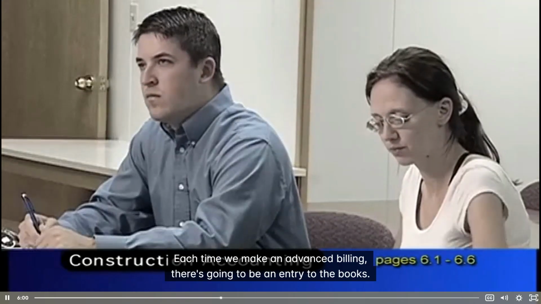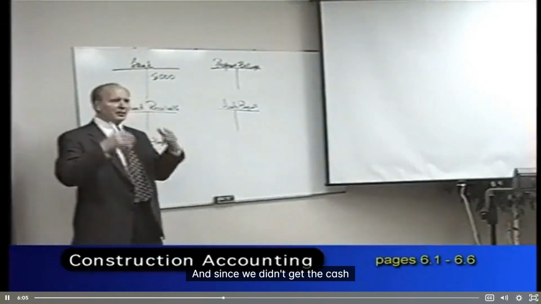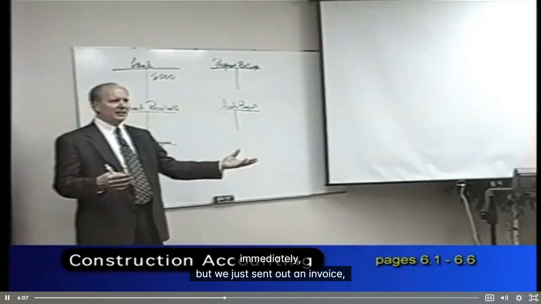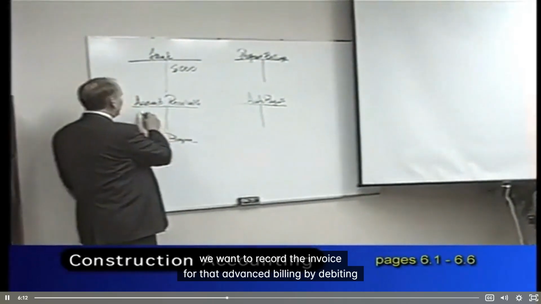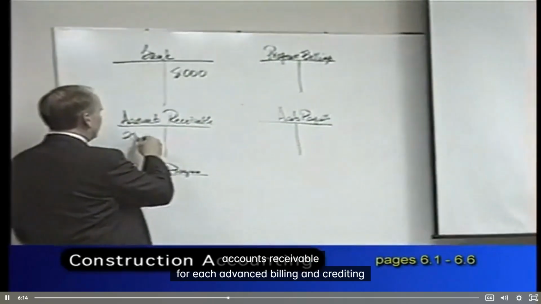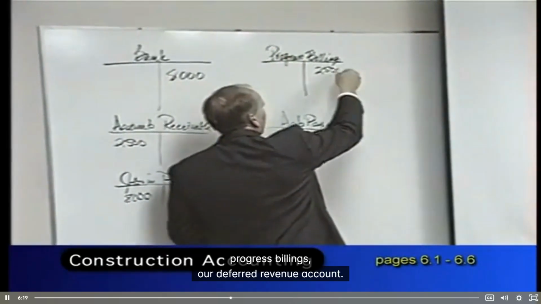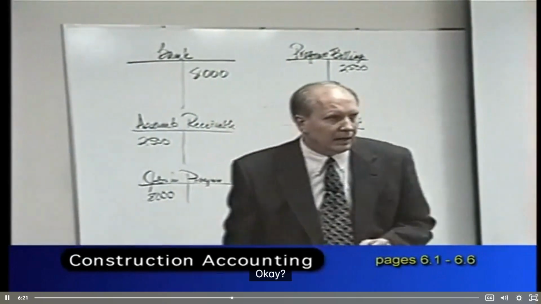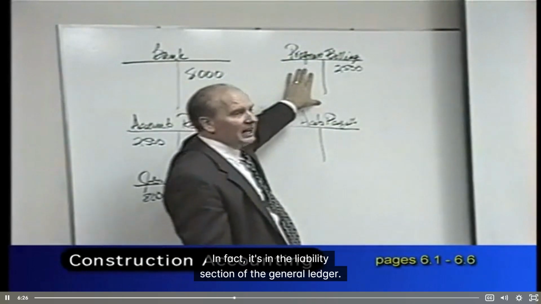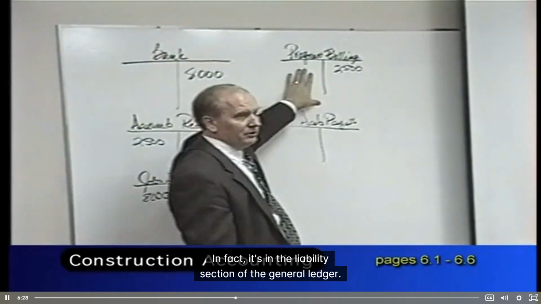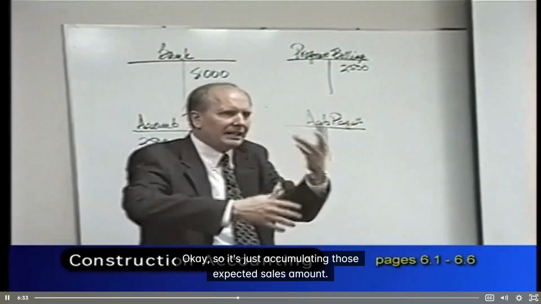Each time we make an advance billing, there's going to be an entry to the books. And since we didn't get the cash immediately, but we just sent out an invoice, we want to record the invoice for that advance billing by debiting accounts receivable for each advance billing and crediting progress billings, our deferred revenue account. Okay? Now this is not a revenue account. In fact, it's in the liability section of the general ledger. Okay?